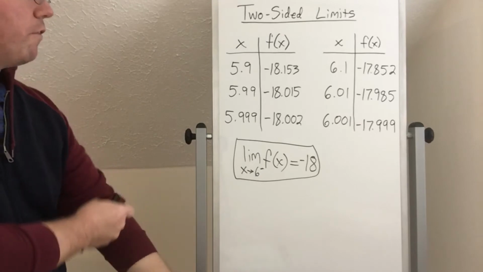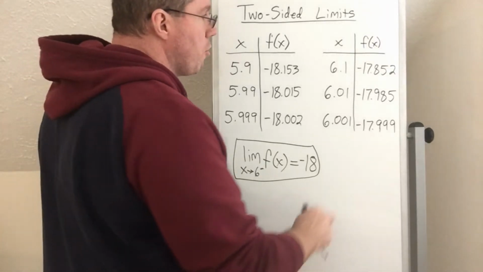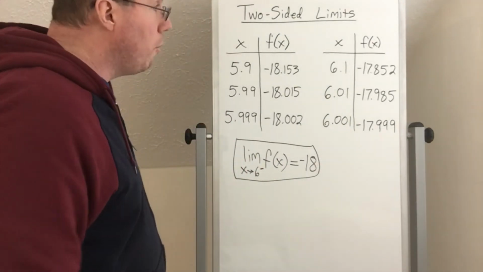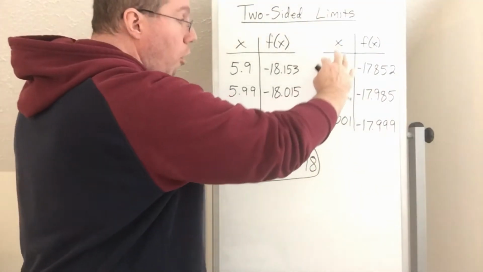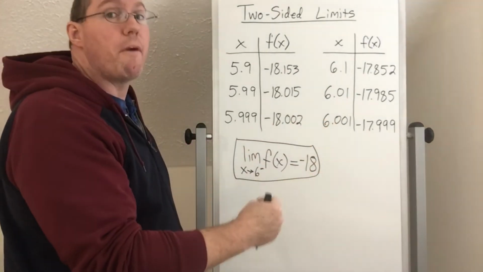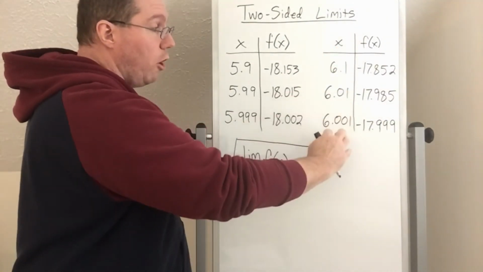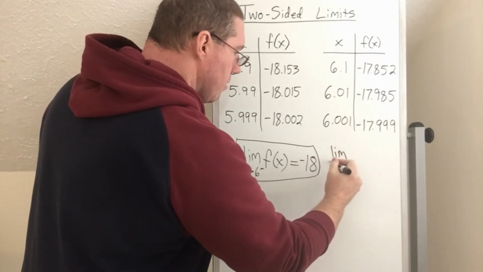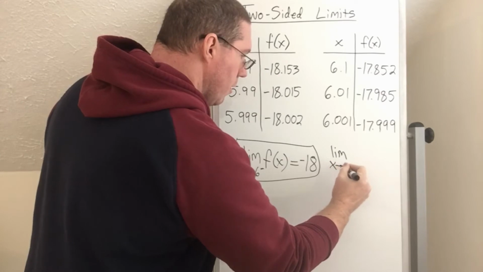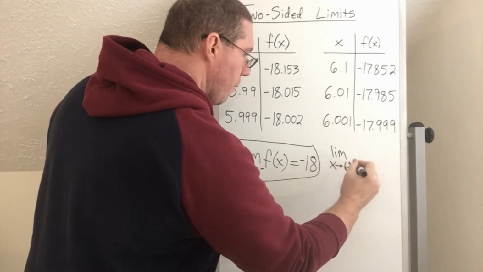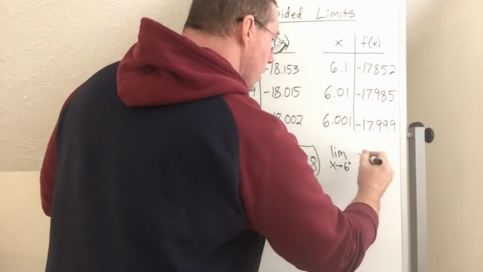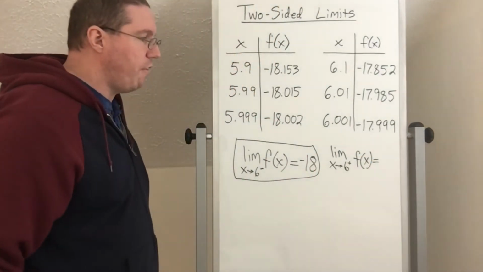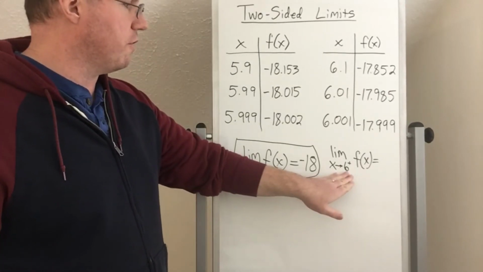All right, let's look at this other one over here, same function, but the inputs we're using are 6.1, 6.01, and 6.001. Well, it looks like these x values are also approaching 6, but they're approaching from the right side because these numbers are larger than 6. So we're going to say the limit as x approaches 6 from the right of f of x. Let's see what f of x is approaching as x approaches 6 from the right side.